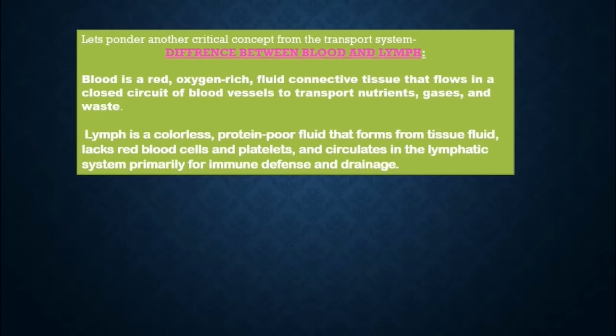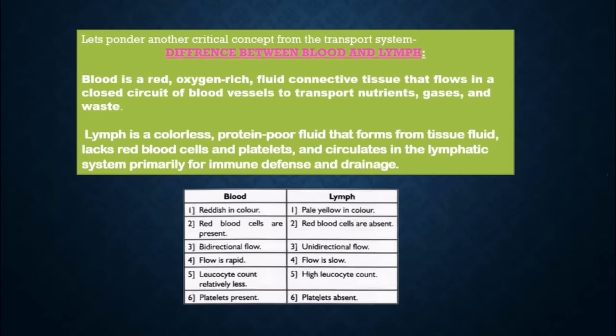Those liquids passing through the tiny pores of the circulatory system, veins or arteries, are collected and stored in the interstitial or intercellular places, which is called lymph. And lymph is a colorless, protein-poor fluid that forms from tissue fluid. It lacks red blood cells and platelets.